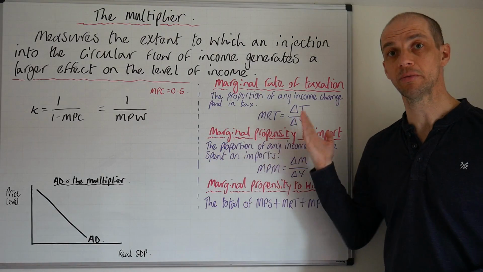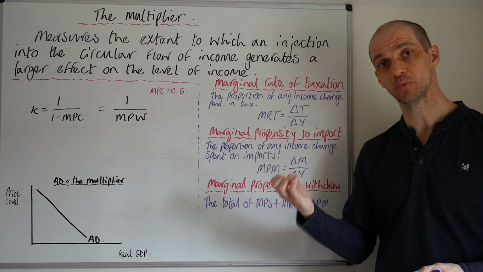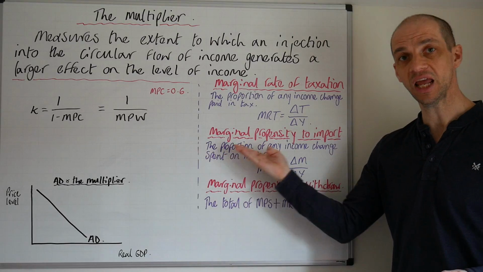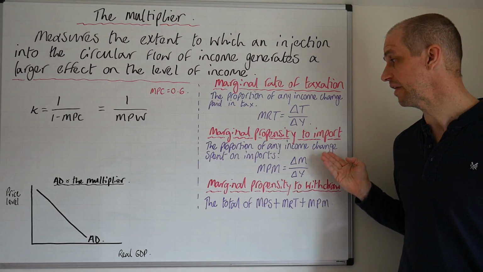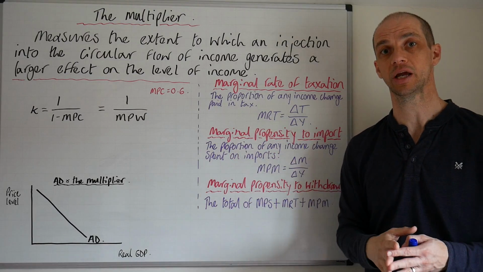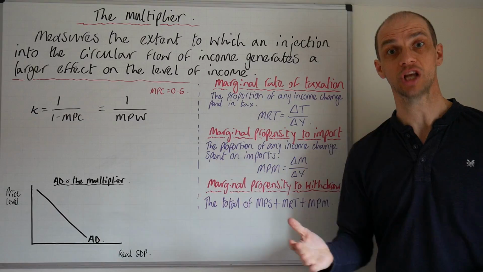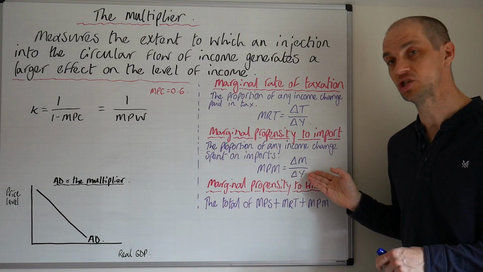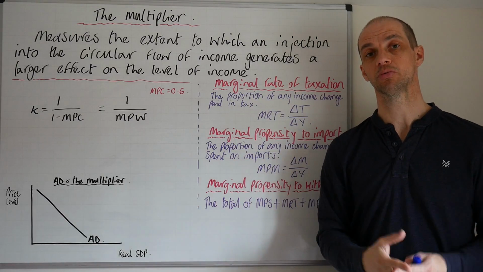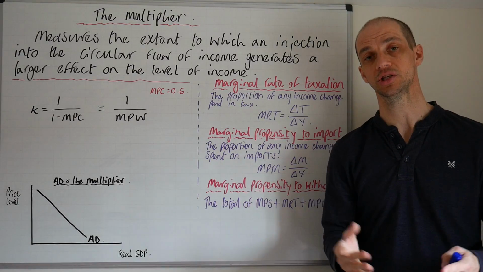Okay, now we've also got the marginal propensity to import, of course. We know imports are another leakage or withdrawal from our circular flow of income. And this simply measures the proportion of any income change spent on imports, okay? So the marginal propensity to import equals the change in imports divided by the change in income. Nice and straightforward. Now, last time we also looked at the marginal propensity to save, and that was simply how a change in income would give rise to a change in savings.